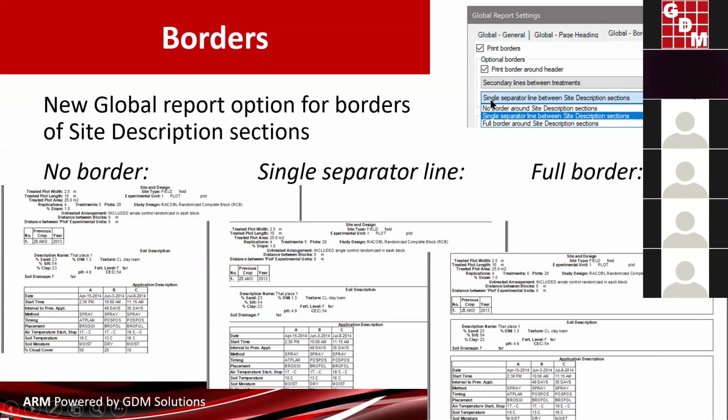So the new functionality, which is tied to an option here, is now you can choose no border, full border, or this new capability of just a single separator line. So we have just one line instead of all four borders. It's just the top border, essentially, around each section. So hopefully just kind of a middle ground between the two. It creates a nice separator without being quite as loud as the full border. Just another option depending on how you want that site description report to look. And you'll find this in the global border options.